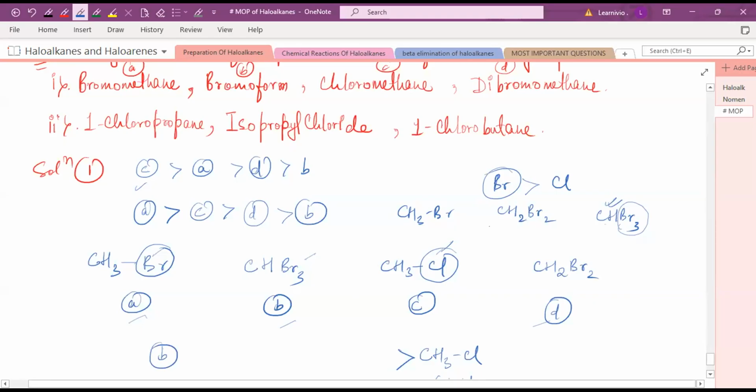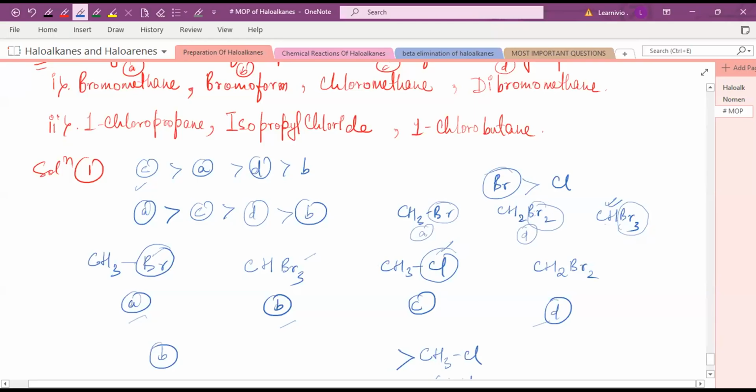Now between A and the D part: there is only one bromine in A, while in the D part there are two halogen groups, Br2. So between these two, which one has the higher molar mass? Tell me.